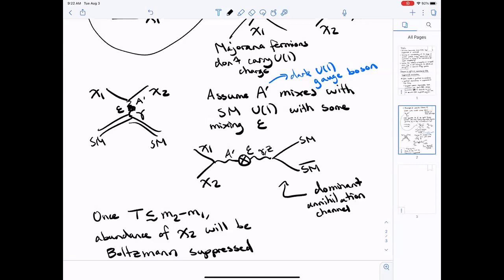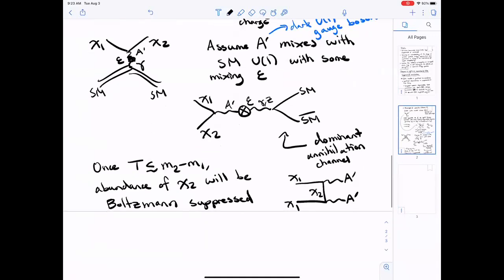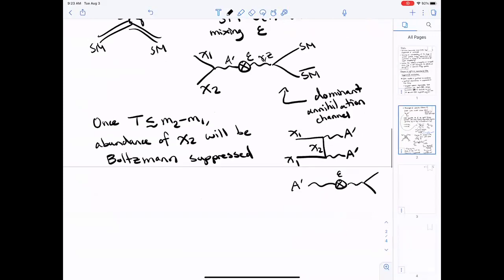So yeah, that can modify this basic picture. In general, if the reason you're forming a bound state is because the A prime is really light, much lighter than the chi's, then that can open up a channel that looks like this, followed by the subsequent decay of the A prime into standard model particles. So that's a possibility if the A prime is light.